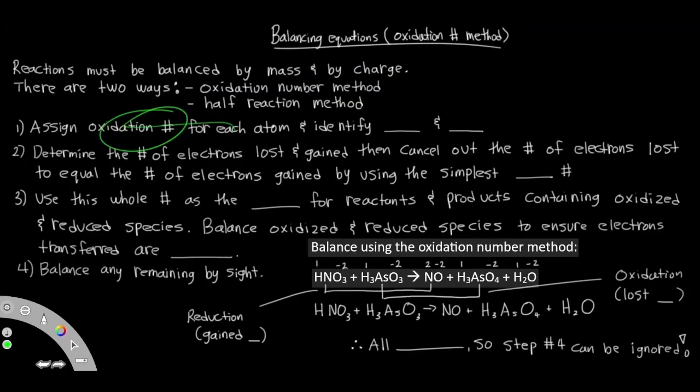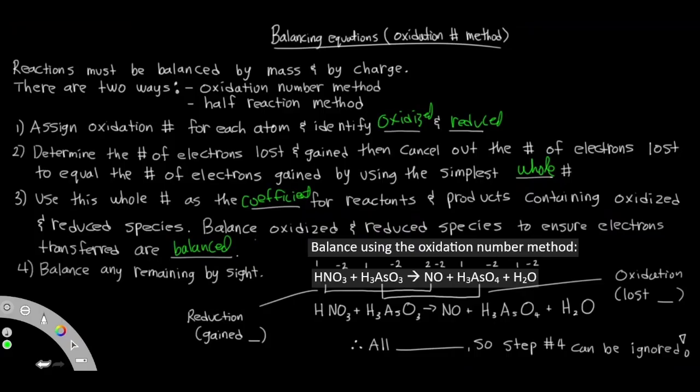Step number 1, we have to assign the oxidation number. Once we assign the oxidation number, we have to identify which ones have been oxidized and which ones have been reduced. Then number 2, determine the number of electrons lost and gained, and then you cancel out those number of electrons lost to equal the number of electrons gained by using the simplest whole number. Why is that important? Because in step number 3, we use this whole number as the coefficient for both the reactants and products containing these oxidized and reduced species. We then balance these oxidized and reduced species to ensure the electrons transferred are balanced naturally on their own.